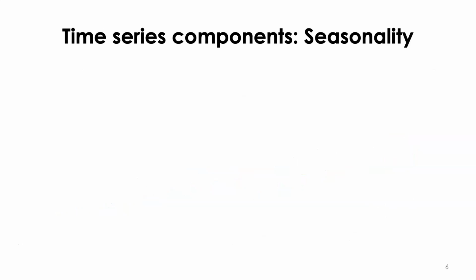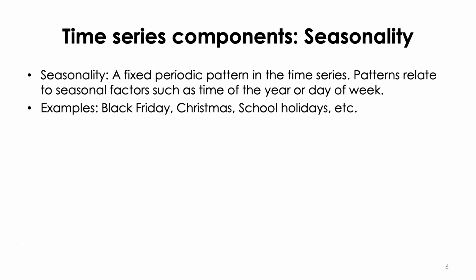Let's talk about the seasonal component. By seasonality, we mean a fixed periodic pattern that occurs in the time series, and this pattern typically relates to seasonal factors, such as the time of year or day of the week. Examples of this would include things like Black Friday and Christmas, where we might expect additional sales to occur, or during times like school holidays where there might be a lot of tourism. And so as you can see, there are many different factors that could drive periodic seasonal behavior.